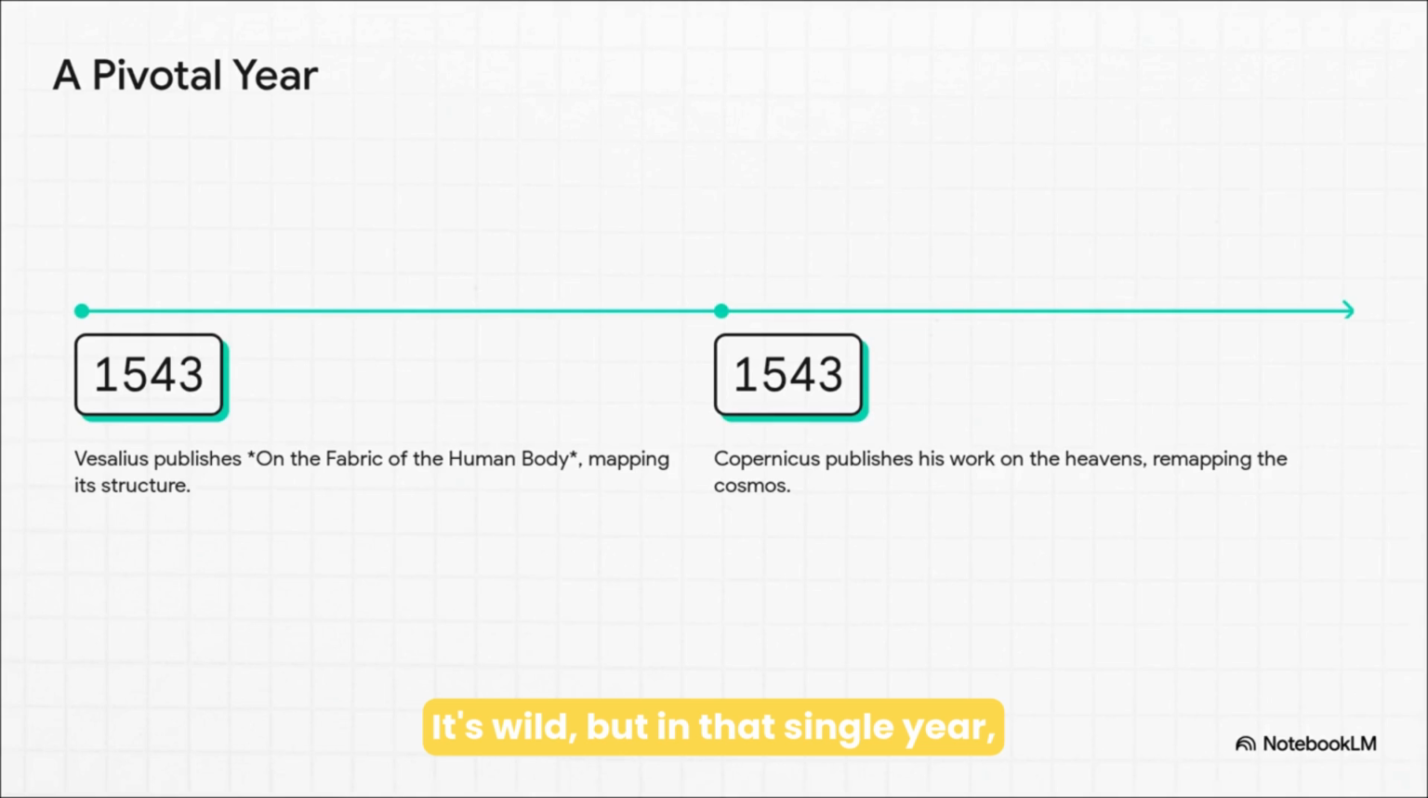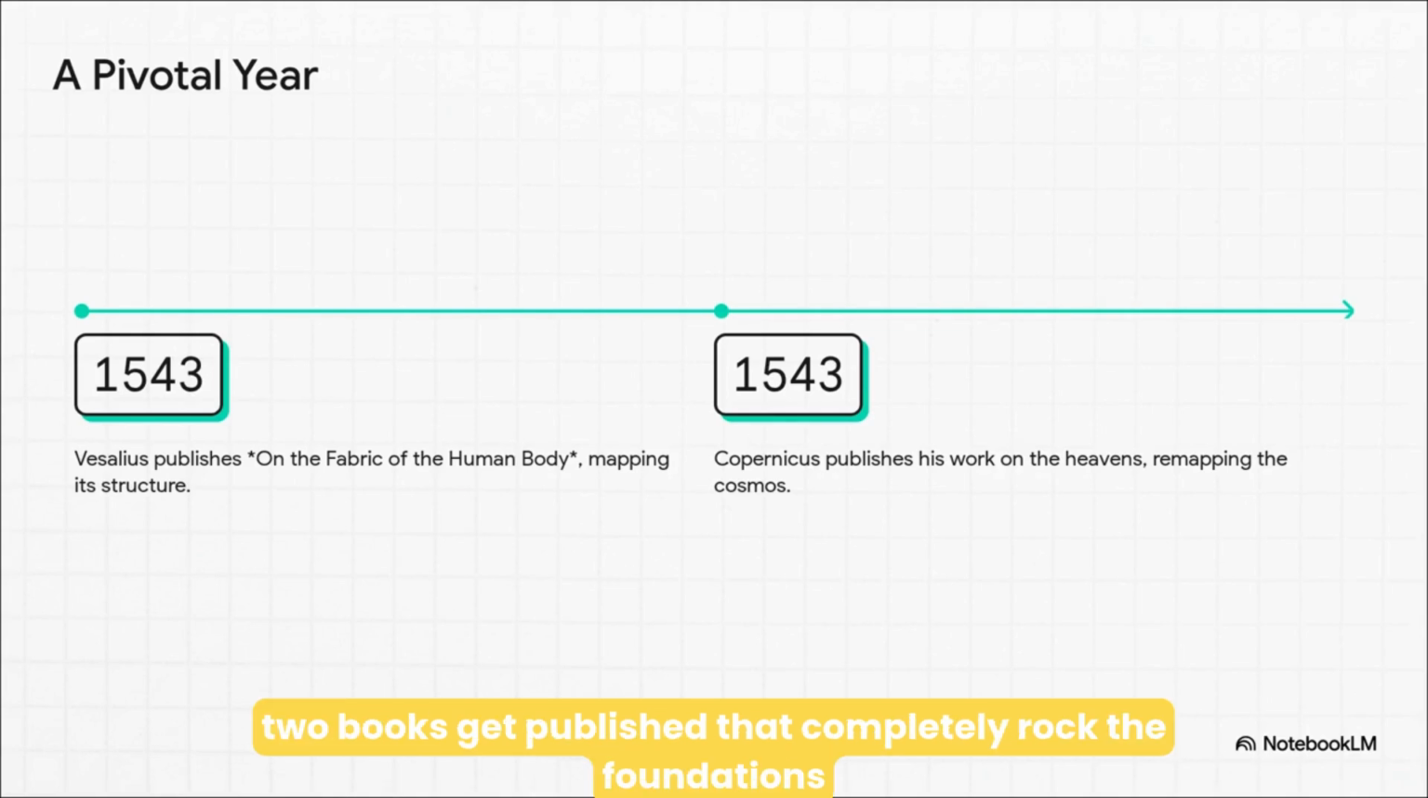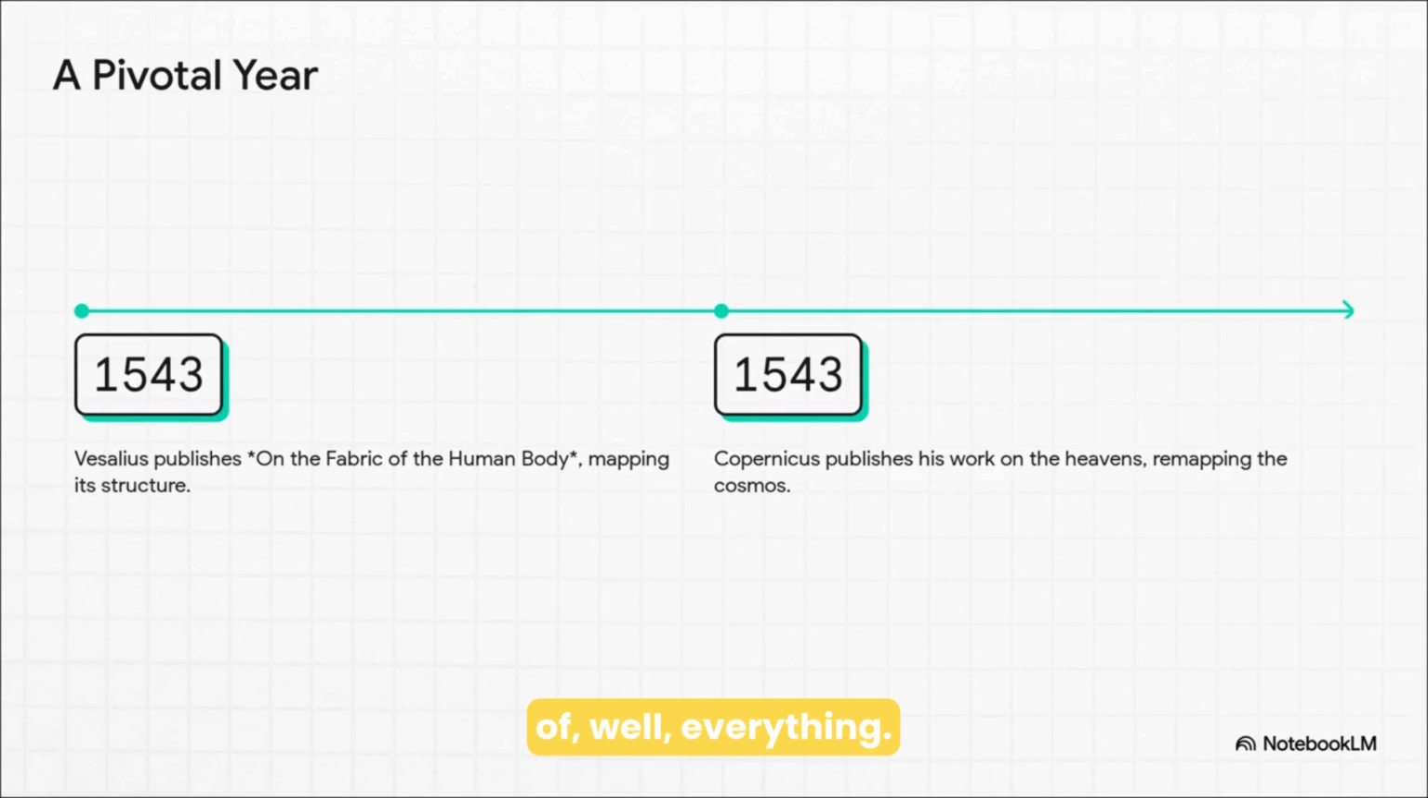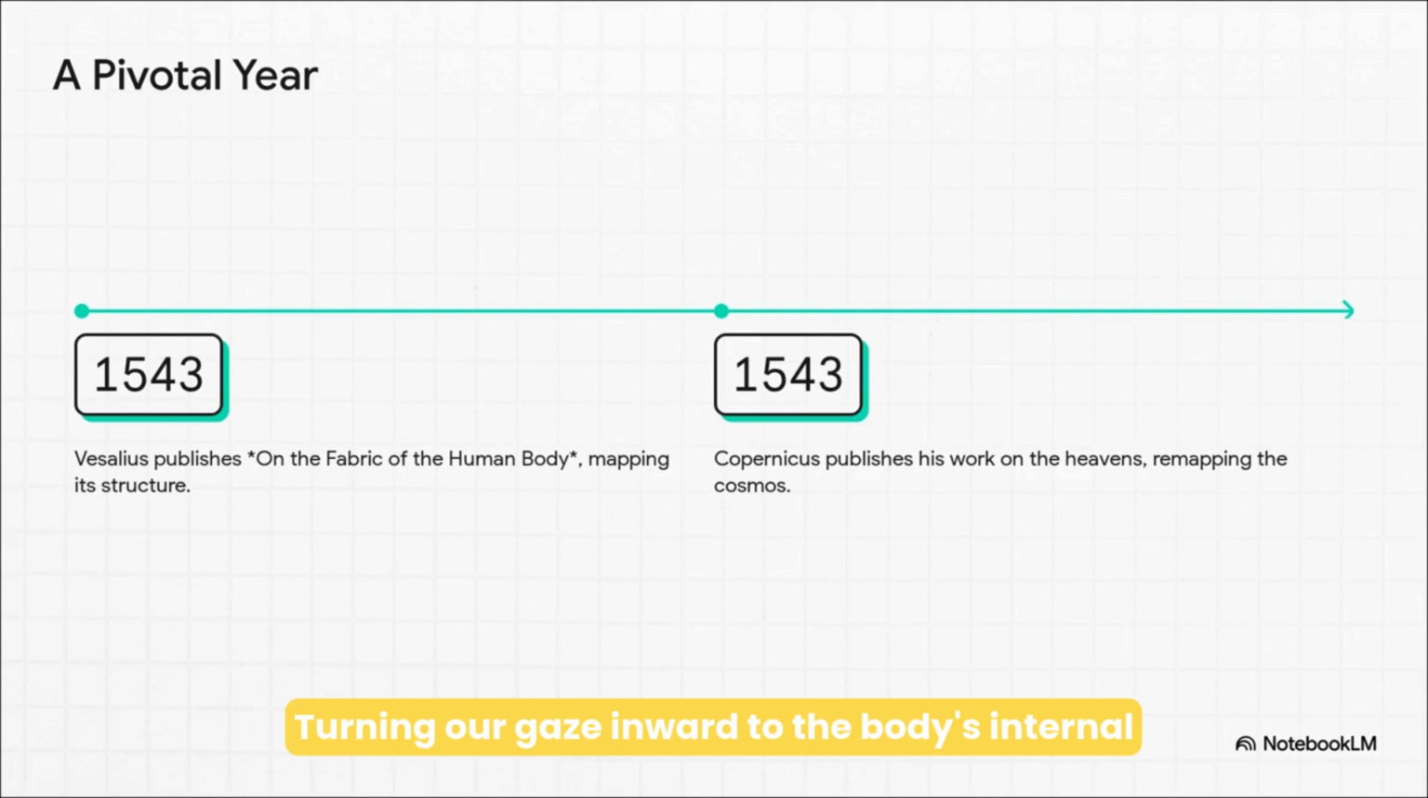It's wild, but in that single year, two books get published that completely rock the foundations of, well, everything. You have Vesalius, who publishes this incredible work on human anatomy, turning our gaze inward to the body's internal structure with unbelievable detail. And in the very same year, Copernicus publishes his work on the solar system, remapping the cosmos itself and turning our gaze outward. The microcosm and the macrocosm were both remapped at the exact same time.